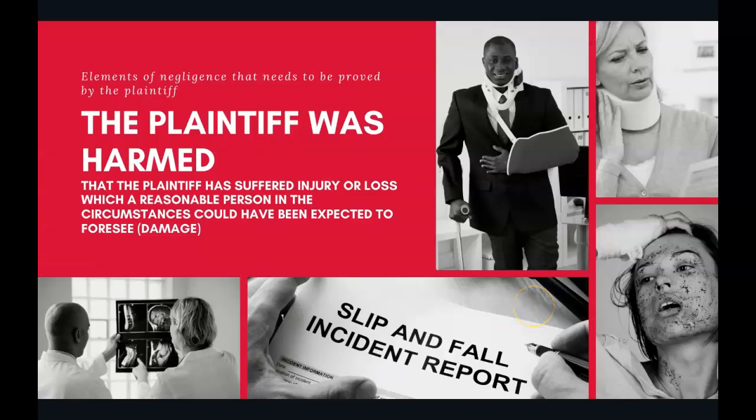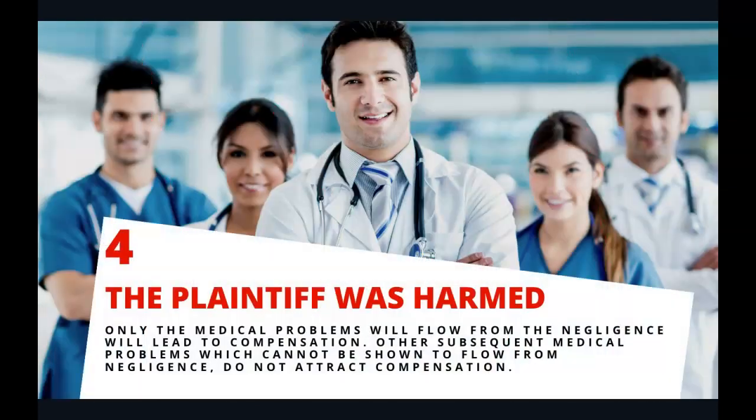The fourth element of negligence that needs to be proved by the plaintiff is that the plaintiff was harmed. That is, the plaintiff has suffered injury or loss which a reasonable person in the circumstances could have been expected to foresee. Only the medical problems that flow from the negligence will lead to compensation. Other subsequent medical problems which cannot be shown to flow from negligence do not attract compensation.